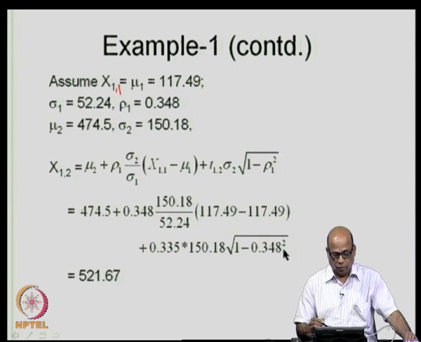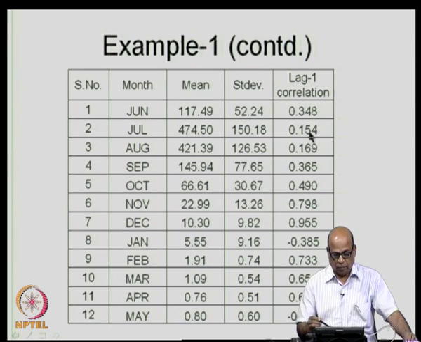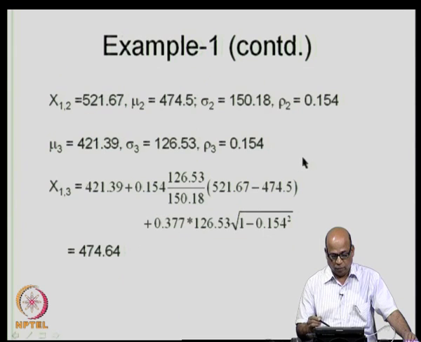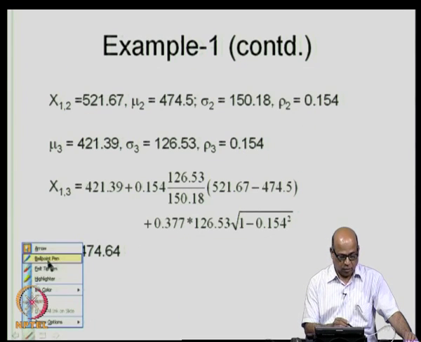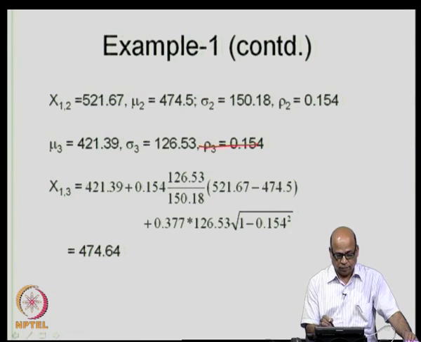This was 0.348 that we used from here. So, the next value that we will be using is 0.154. So, 0.154 is what we use. This is not rho 3, but rho 2 here. So, rho 2 is what we will be using, because it is a correlation between month 2 and month 3. So, x 13 is what we are generating. So, we generate it to be equal to 474.64.